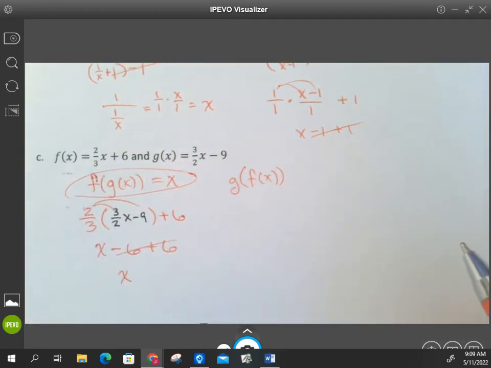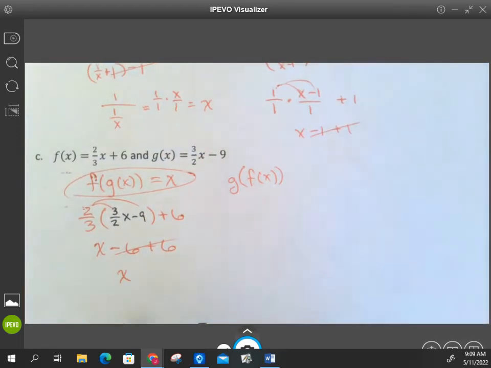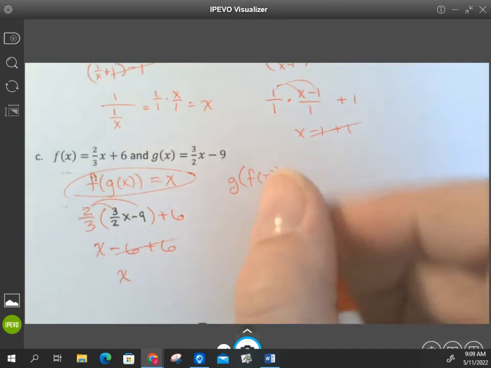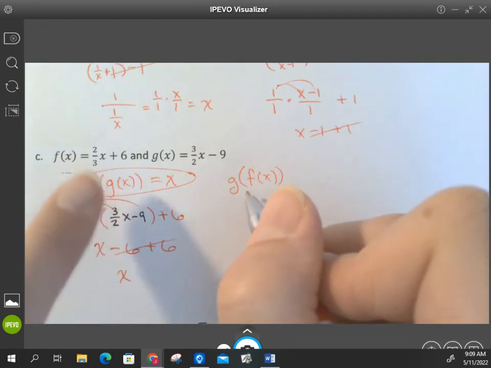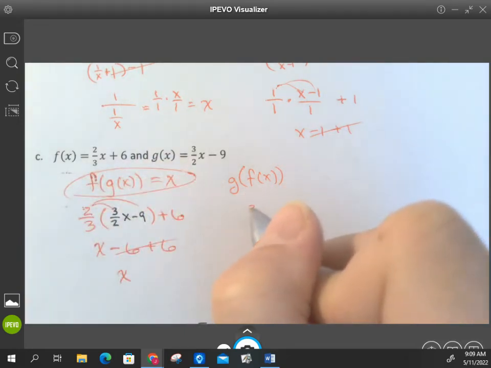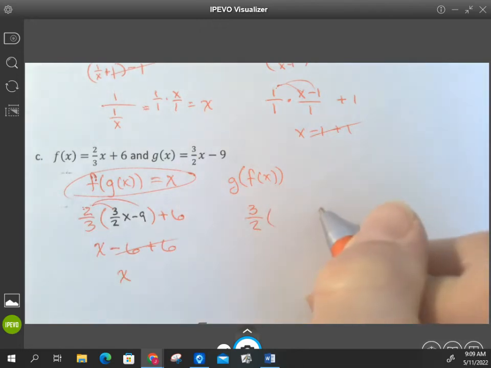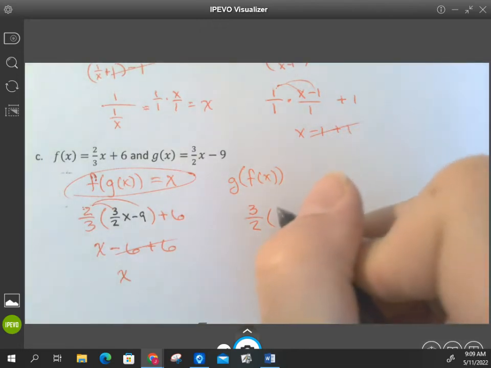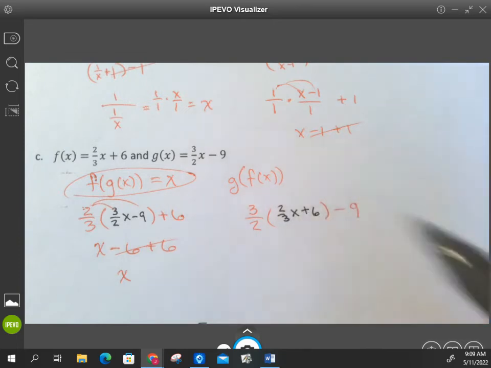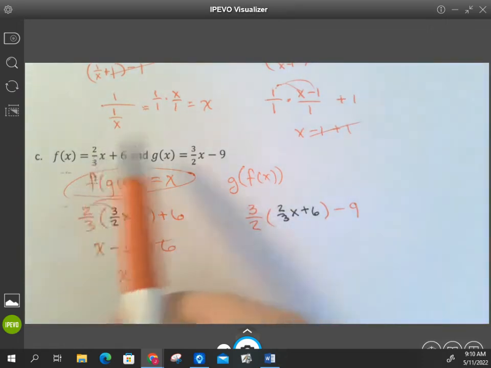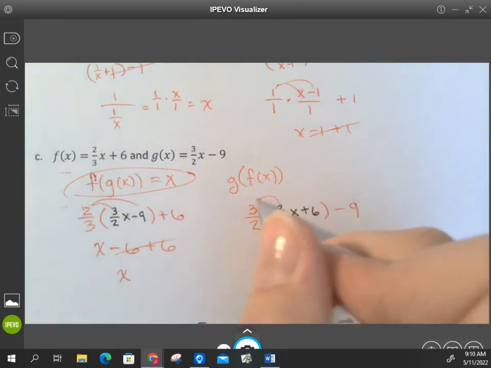Now let's reverse it and see if it works. So sometimes one will work, but the other won't. Sometimes they both work or both don't work. I am going to take my f of x and stuff it in there. So here I go. This time it's 3/2 times x minus 9. And inverses can be tricky. Sometimes they look like inverses and they aren't. And other times you're like, how is that its inverse? And it is.